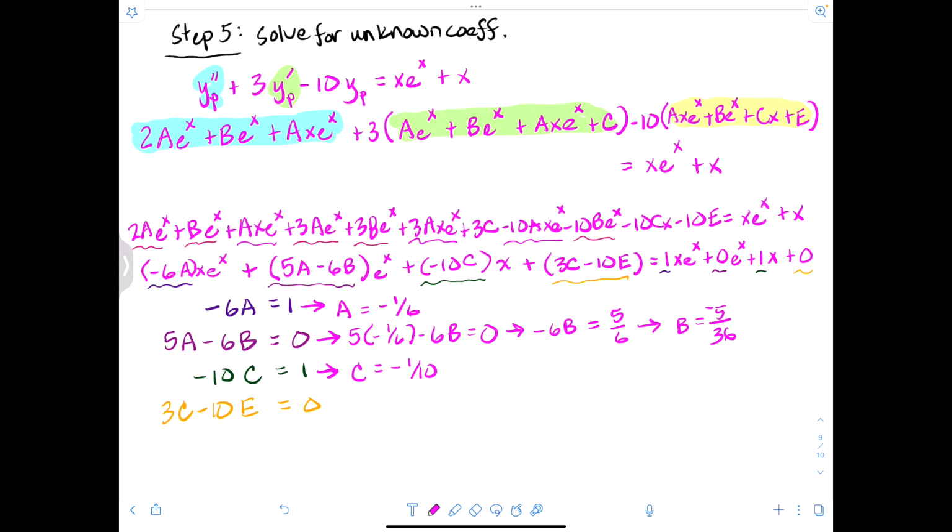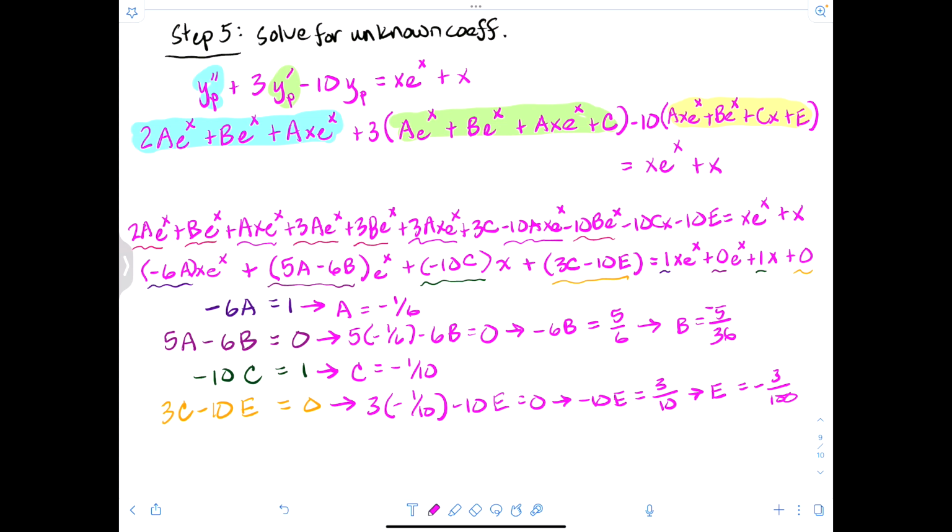And then similarly, plugging in negative 1/10 for c, we get 3 times negative 1/10 minus 10 times e is 0. Negative 10e would equal positive 3/10, and that would make e equal to negative 3/100.